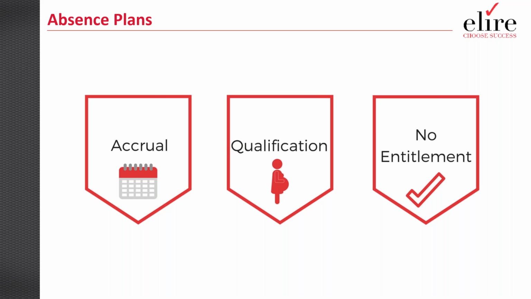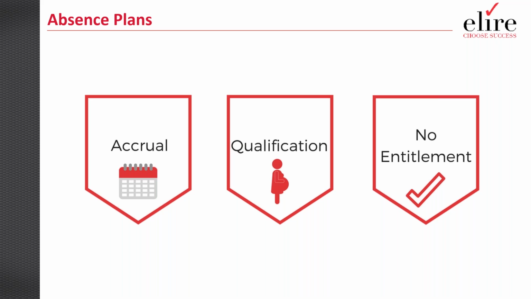A qualification plan is a plan in which an employee is entitled to a certain amount of hours for an absence, or days, weeks, whatever your company policy may be. And the reason it's called a qualification plan is because the system views it as there's a qualifying event or there's some sort of scenario that requires you to take this type of leave.